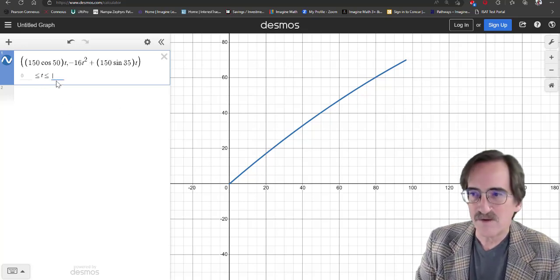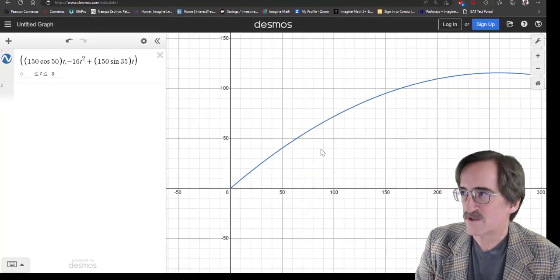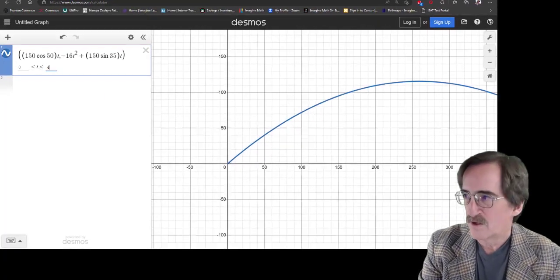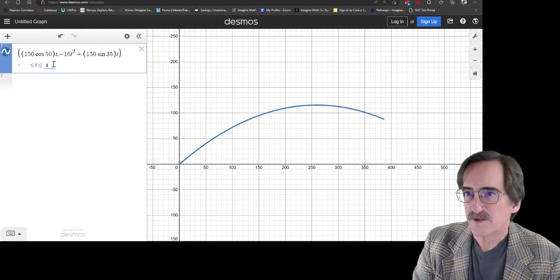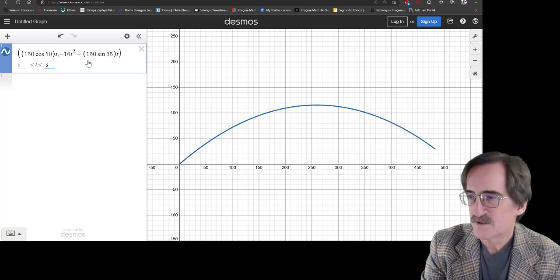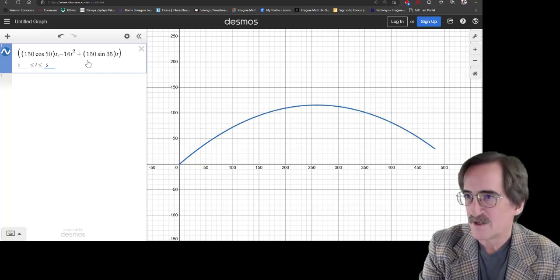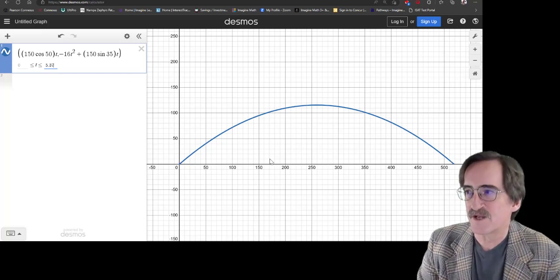And I can vary the number of seconds. So 3 seconds, we can see more of the path. Okay, 4 seconds, we can see more of the path. And let's play with it. 5 seconds, 6 seconds, and now somewhere between 5 and 6, 5.5, 5.4, 5.3, somewhere around 5.37 seconds it strikes the ground.